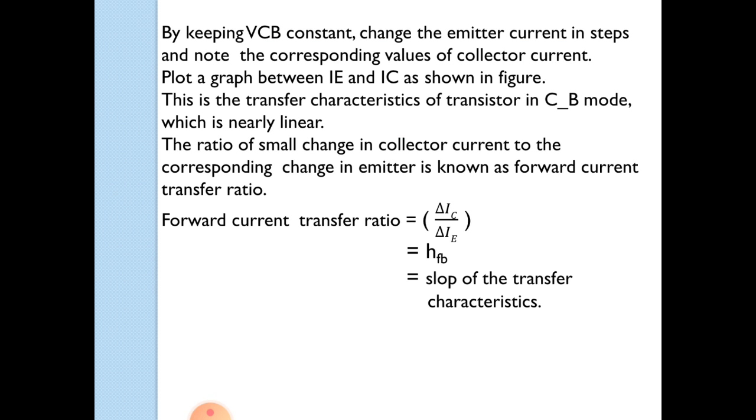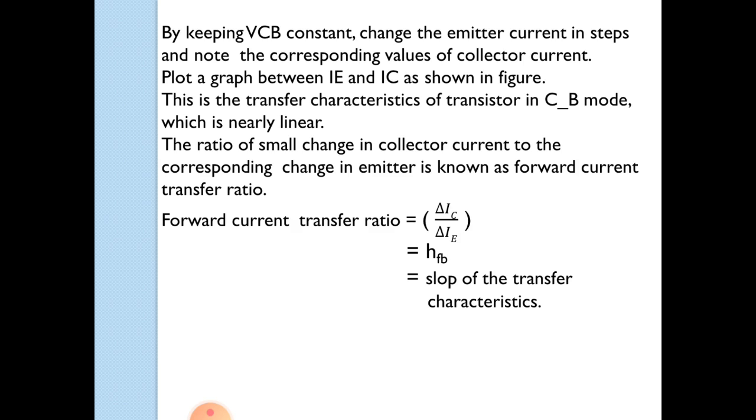Okay, so the description about the transfer current ratio characteristics curve is: by keeping output voltage constant, change the emitter current in steps and note the corresponding value of collector current. Plot a graph between emitter current and collector current as shown in the figure. This is the transfer characteristics of the transistor in CB mode, which is nearly linear.